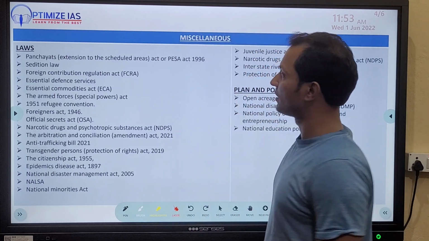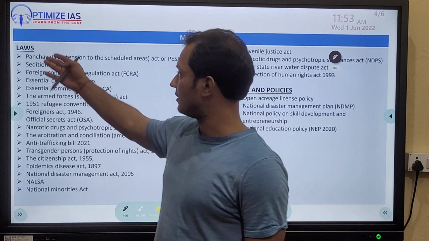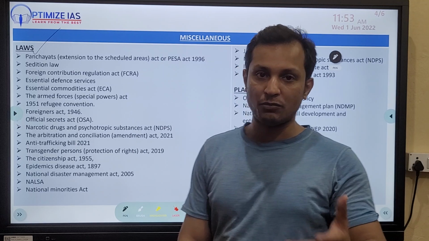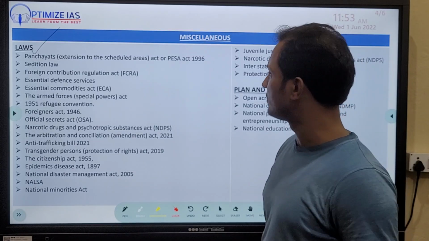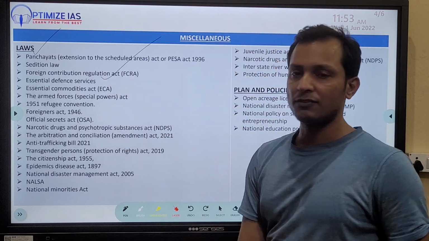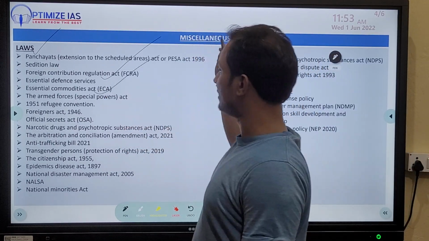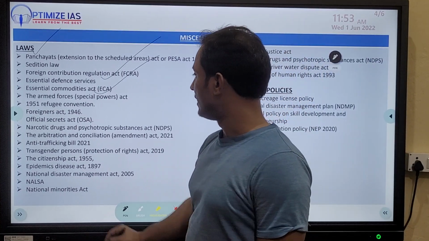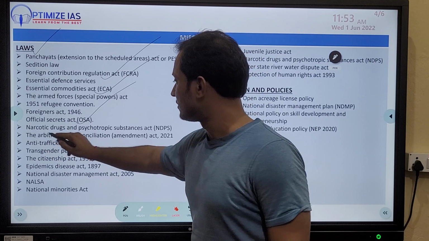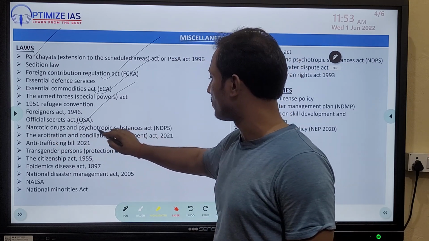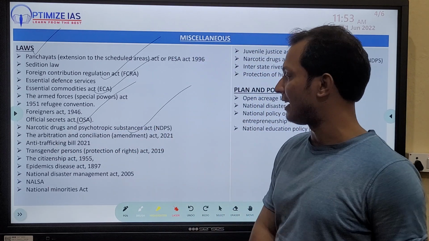Let us see further in various laws. What are the important laws which are in the news this year? So we can just check the very important ones. FCRA is very important. Essential Commodities Act is very important. Then Official Secrets Act is important. Narcotic Drugs and Psychotropic Substances Act, the NDPS Act, is very important.